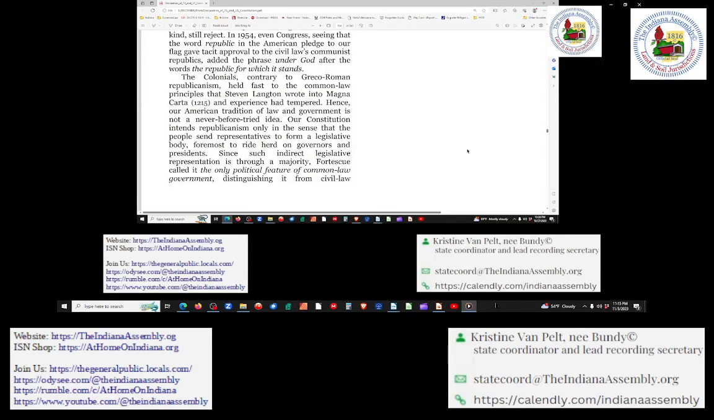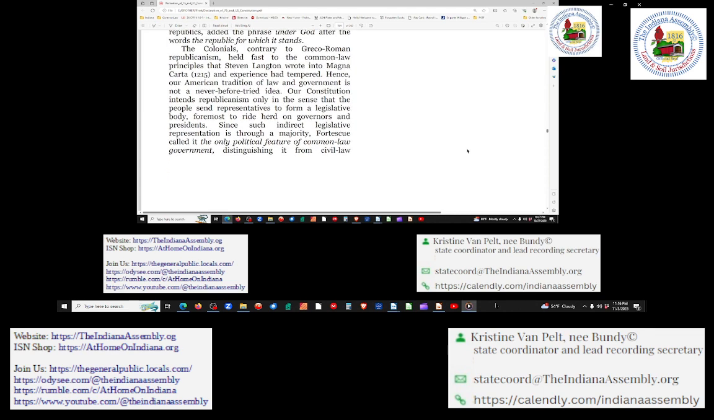The colonials, contrary to Greco-Roman republicanism, held fast to the common law principles that Stephen Langton wrote into Magna Carta 1215, and experience had tempered. Hence, our American tradition of law and government is not a never-before-tried idea. Our Constitution intends republicanism only in the sense that the people send representatives to form a legislative body, foremost to ride herd on governors and presidents.